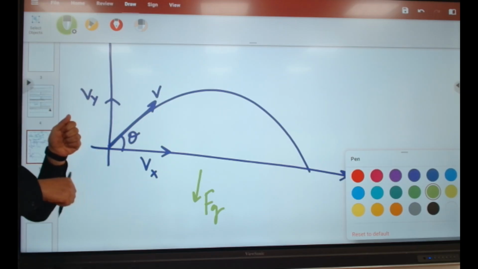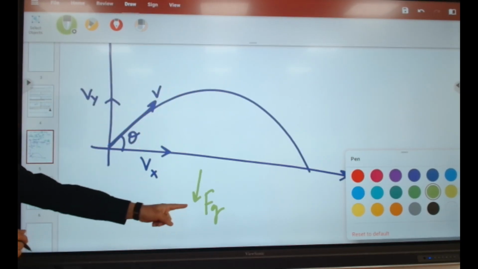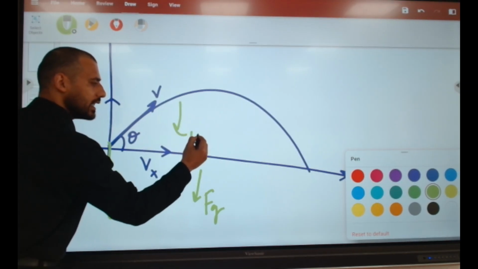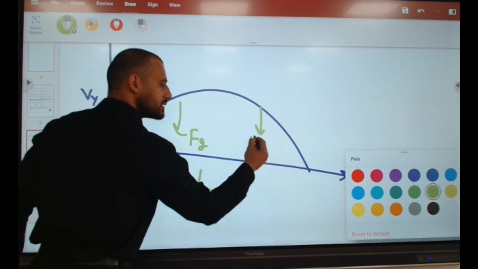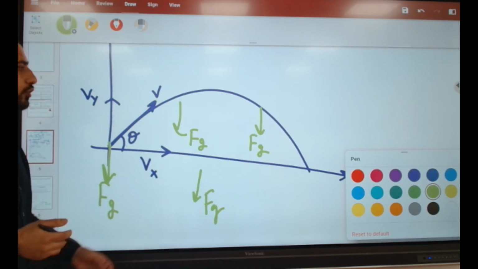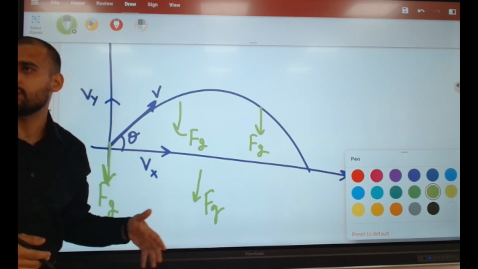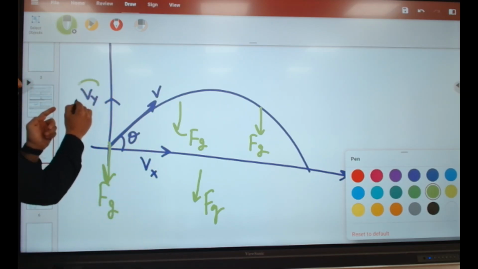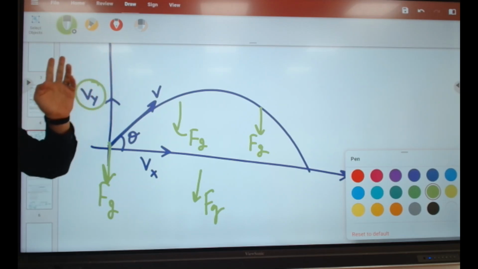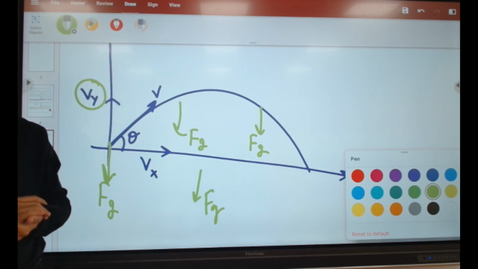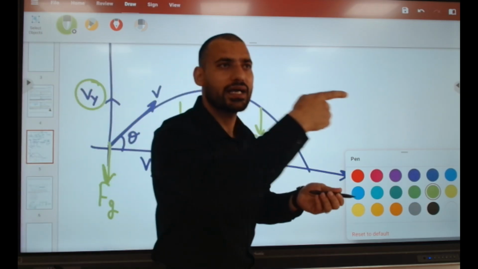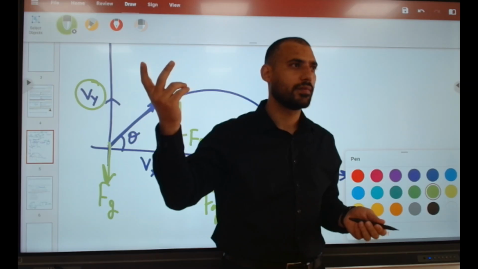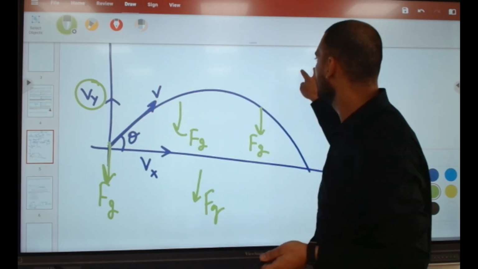Anti-parallel means opposite direction, but along the line. Doesn't this Fg act like this? At every point, Fg is like this, isn't it? So this force, Fg, the gravitational force, is acting along the line of Vy. Is that the first case? In which we said, when the force is along the line of action, what will change? The magnitude. We just understood it here.